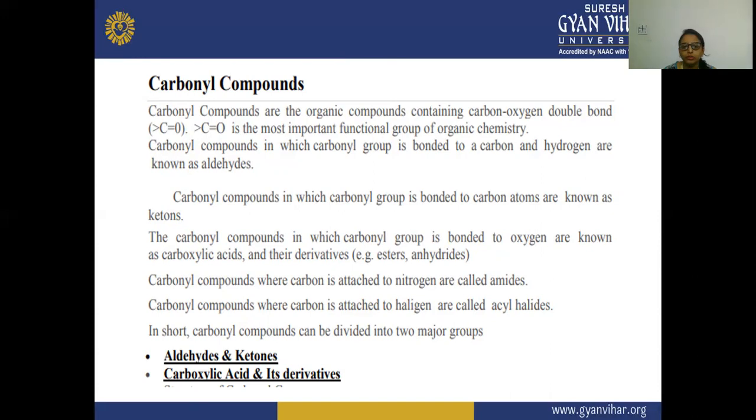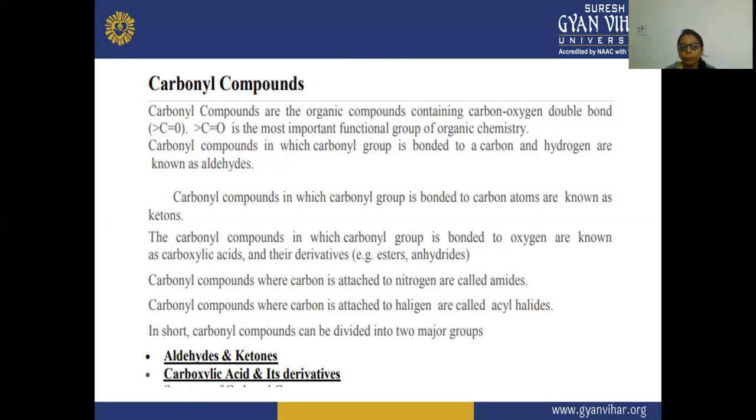And the carbonyl compounds in which the carbonyl group is bonded to carbon atoms: if both bonds are to carbon atoms, then it is known as a ketone. And the carbonyl compounds in which the carbonyl group is bonded to oxygen: if one part of the carbon is bonded to oxygen and the second part is bonded to an alkyl group, then that is a carboxylic acid and its derivatives. Its derivatives include carboxylic acids, esters and anhydrides.